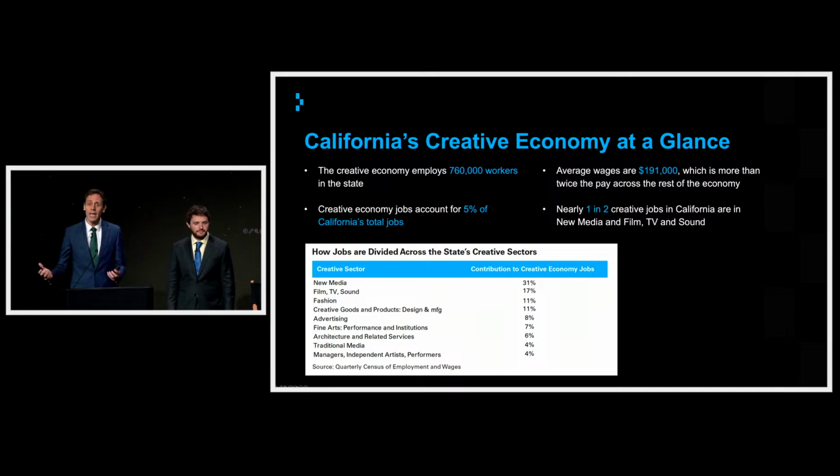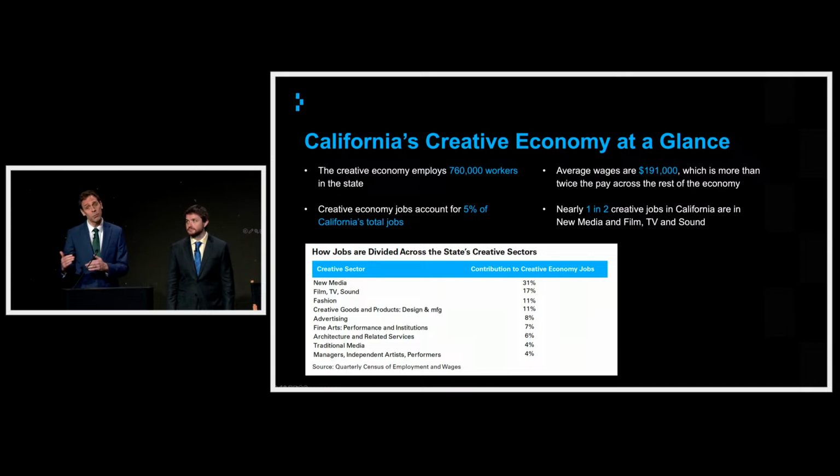So we're here today because the creative economy is an incredibly important sector within California. Directly, the creative economy employs 5% of the state's workforce, but if you factor in that creative firms and creative workers are spending money in other sectors of the economy, we estimate that the creative economy accounts for about 10% of all jobs in California.